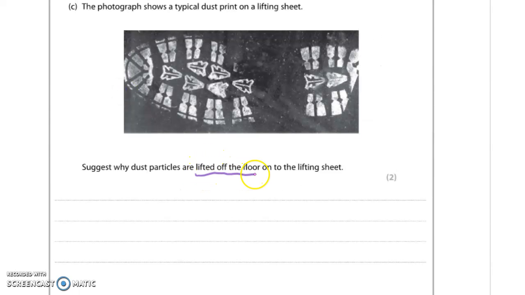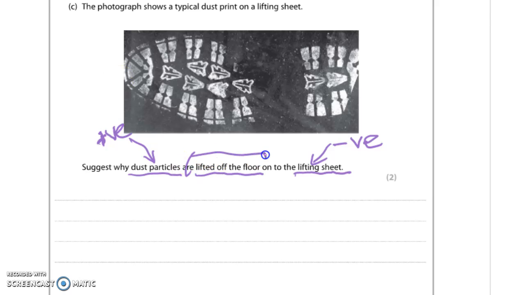Okay, so if they're lifted off the floor, that means that the dust particles get attracted to the lifting sheet for that to be able to happen. Well, the previous question told us that the lifting sheet was negatively charged. So that must mean, for that attraction to happen, that the dust particles are positively charged. Now, the exact mechanism for how the dust particles get positively charged, you don't need to know about. It's outside the realms of the specification. But you can work it out just by what you know about electrostatics.